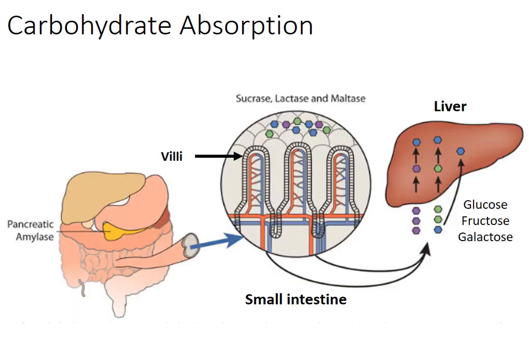Next we will study carbohydrate absorption. Most of the nutrient absorption occurs in the small intestine. The cells in the small intestine, villi, transport the monosaccharides and other nutrients into the blood, from where they are further distributed to the rest of the body.